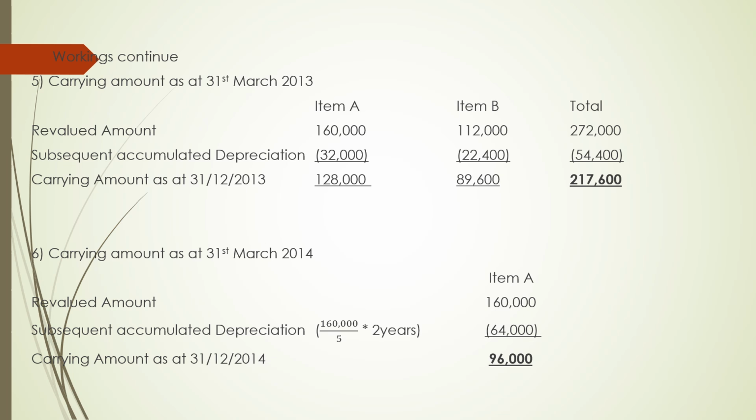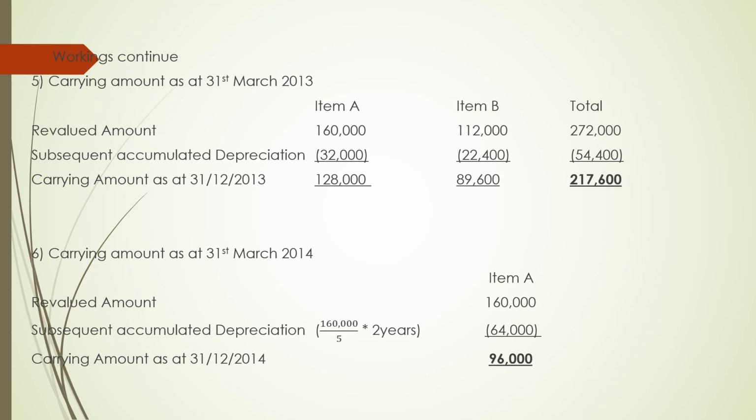So when we come to 2014, we remember that item B was derecognized. We were told in the question that item A was still in use, but item B was disposed of, meaning that we had derecognized it in our books. Remember last week we spoke briefly about derecognition, right? So we had revalued item A to be 160,000, and then we had to calculate our depreciation, which was the 160,000 over 5 years. So remember, we are in 2014.